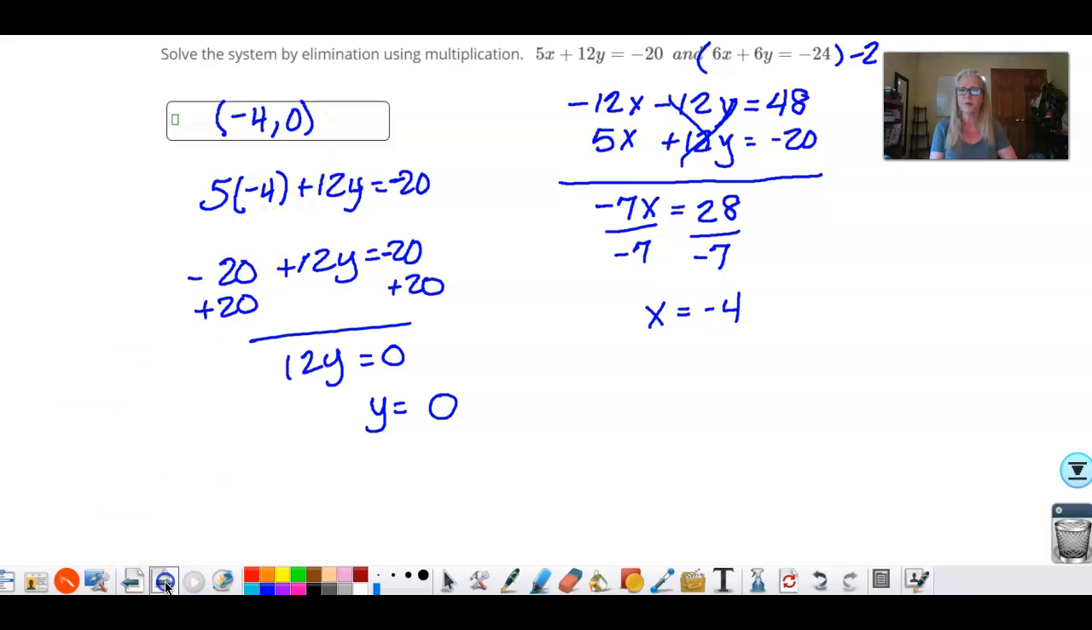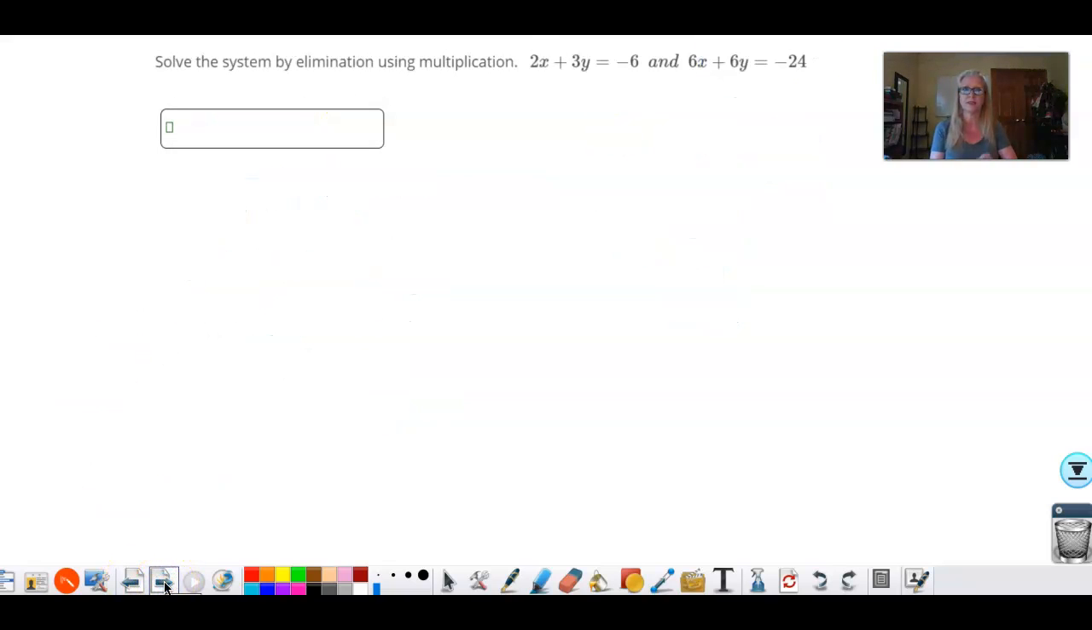Let's do one more from the quiz. Let's do this one. I have some choice here. I can change either the x's or the y's. They both would be very easy to multiply. Let's go ahead and multiply this first equation by negative 3 so the x's drop out. So if I'm going to multiply by negative 3, all the x's are going to drop out.